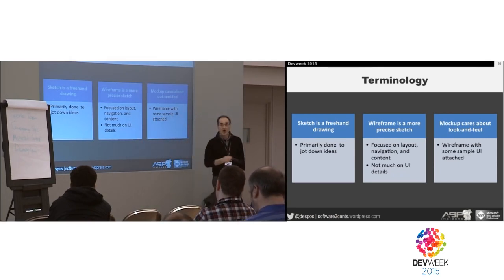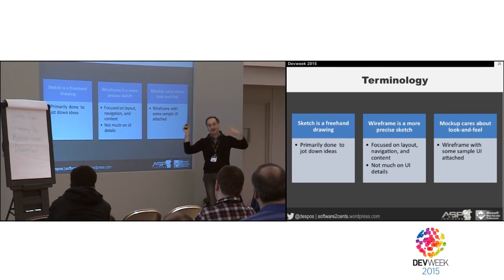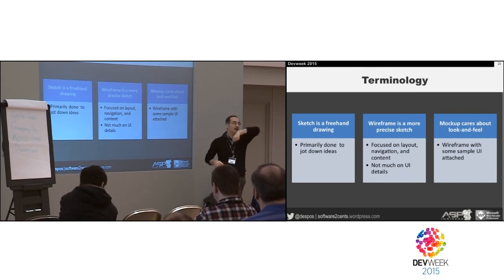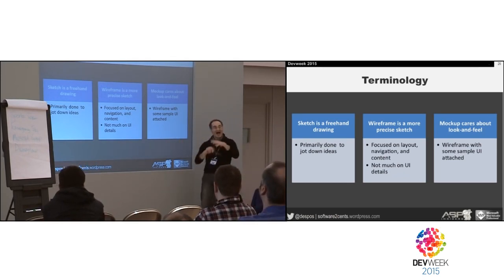There is not much yet on UI details. So things like colors, or something that identifies specifically a UI element, are not found there. We are generically talking about a button, or maybe a drop down, or a grid, or there's an image here, but it could be an icon, it could be an animated image. Not much UI detail, just high level layout and content.